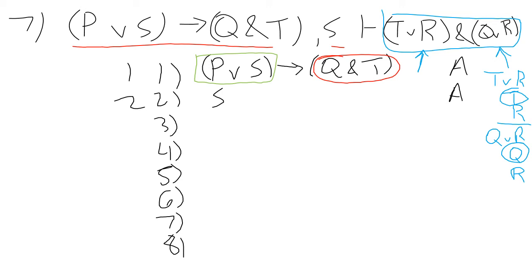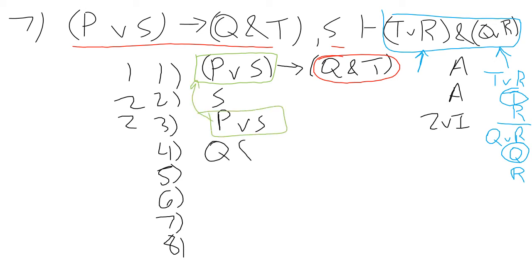The antecedent is a wedge statement. Do I have either one of the disjuncts? Well, yes, I do. I've got the S by itself here. So I can wedge in my P using my wedge in rule. And now that gives me my antecedent for my conditional statement in 1. That's going to be 1 and 3. So the arrow out, 1 and 2.